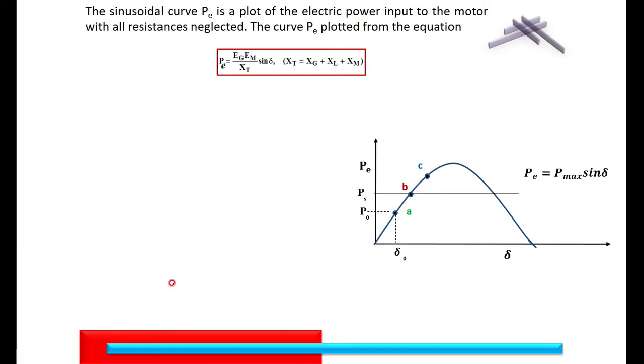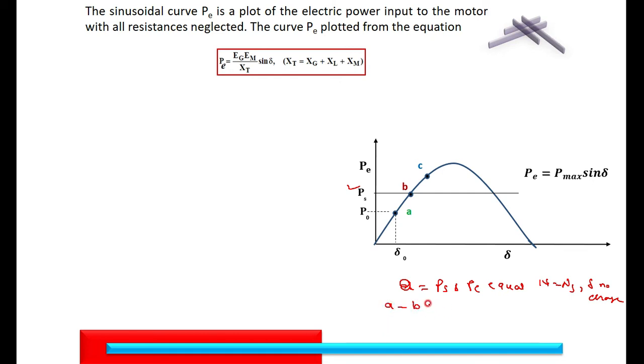Why is it moving to the point C? Because, as I told you, because of the inertia, delta goes on increasing. I will write here, at A, both PS and PE are equal, therefore the speed is ns and delta is not changing, no change in the angle delta.